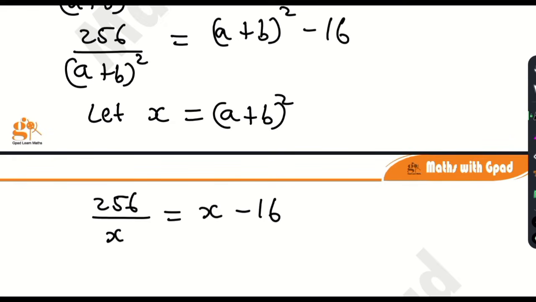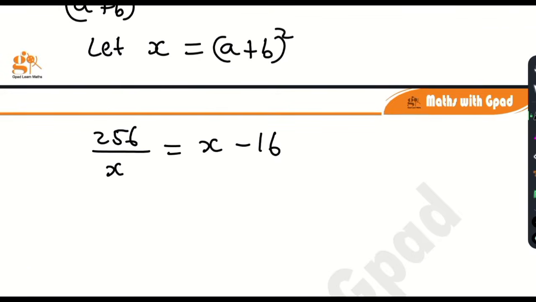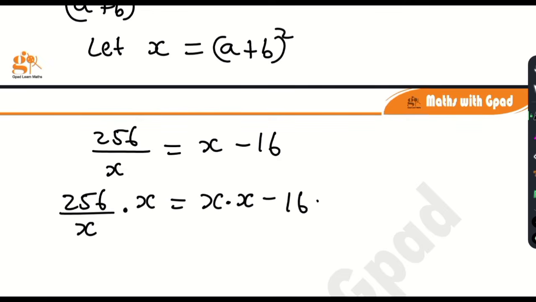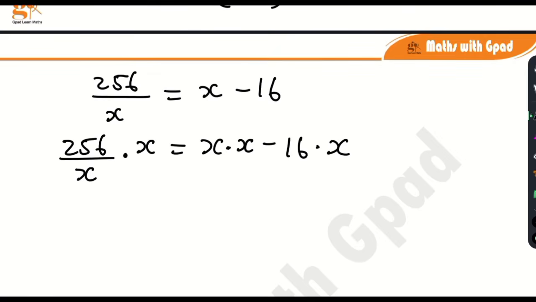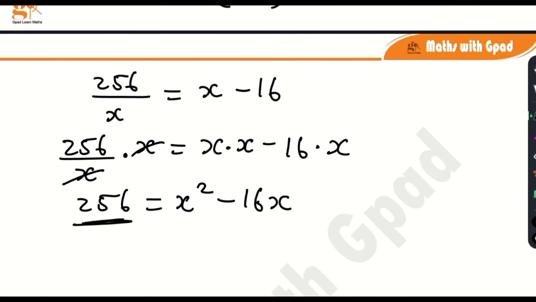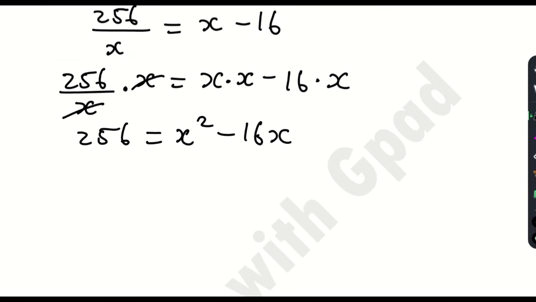Now, I don't want the fraction. I will now multiply through by x. If you multiply through by x, you have 256 over x times x is equal to x times x, then minus 16 times x. So you watch this now. x cancels x. Then you have 256 is equal to, what is x times x? That's x². And then this is minus 16x. So let's transpose 256 to the right hand side. We have 0 is equal to x² − 16x − 256.